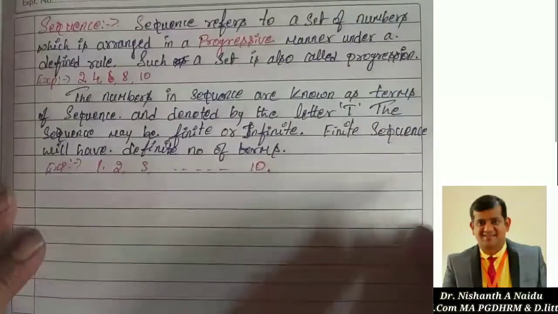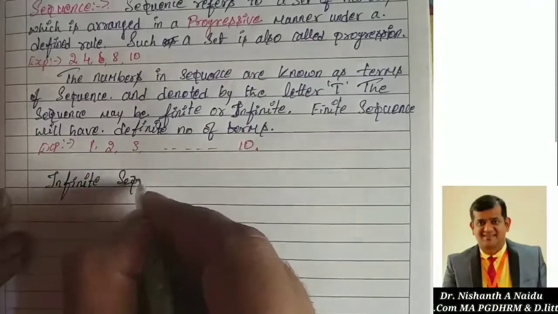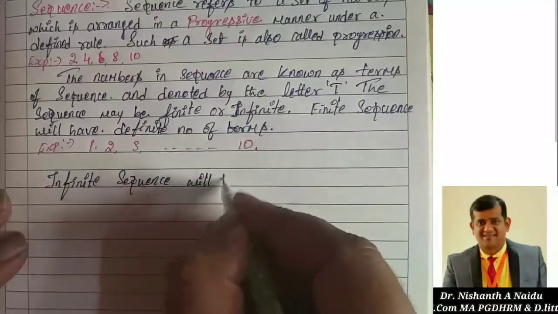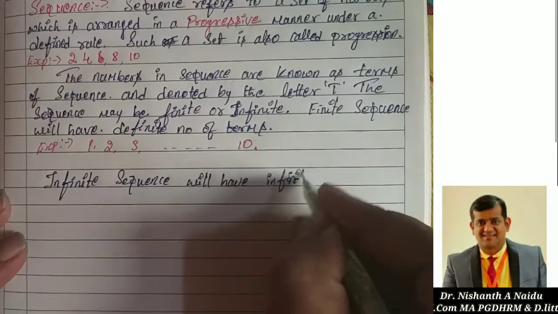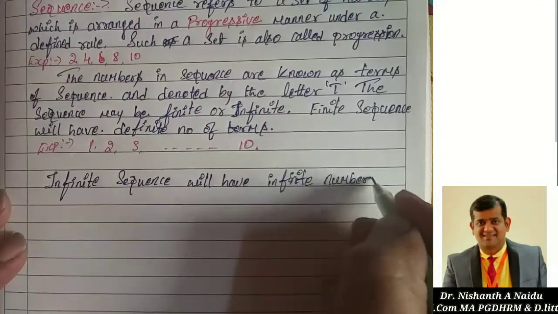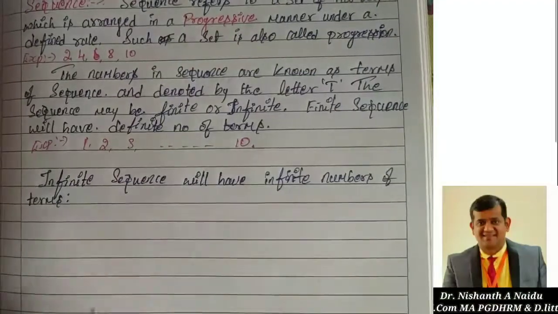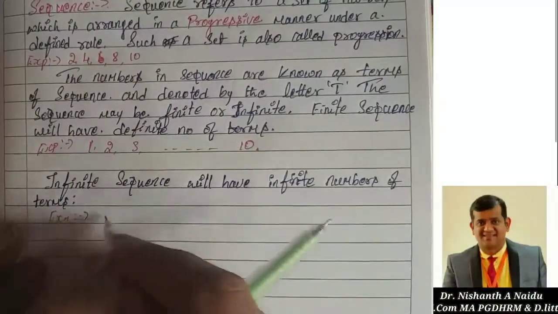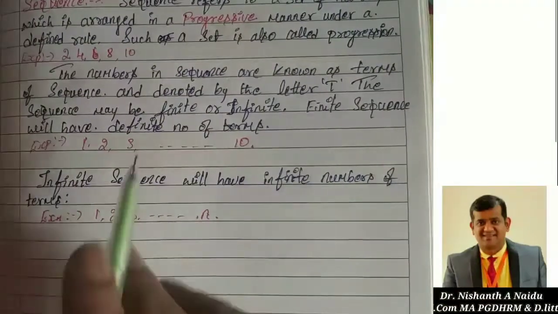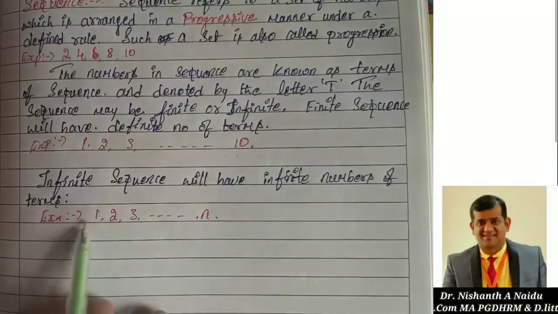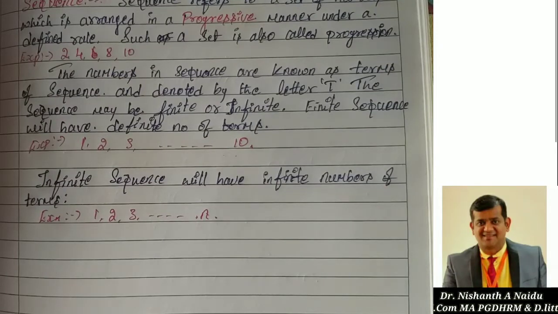Okay, so that also I'll write and explain so that you will also get to know. An infinite sequence will have an infinite number of terms. For example, you can take 1, 2, 3 and n. So there is no definite term. See here, it is finite, we know that it is going to end at 10. Here we don't know, so that is going to be the nth term. Because we don't know the term, it is an infinite sequence.